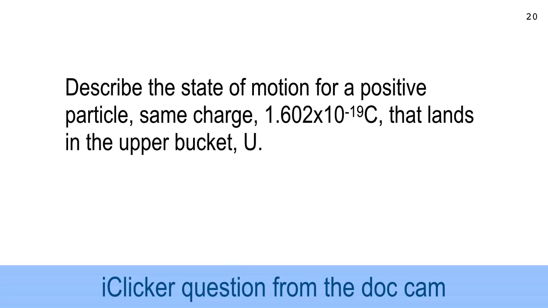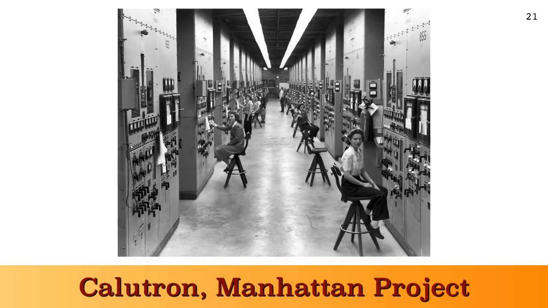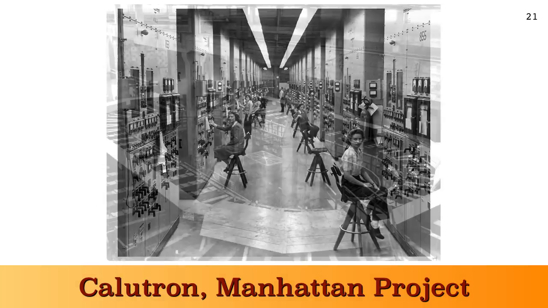Now, I told you that in the book that's known as a mass spectrometer, but historically speaking, one of the first big places where they used this technology was Oak Ridge, Tennessee, in the Manhattan Project. This is called a Calutron. And these ladies here, you know what they're doing? They're adjusting the voltage, making sure it's nice and steady. Here's a picture of the Calutron.